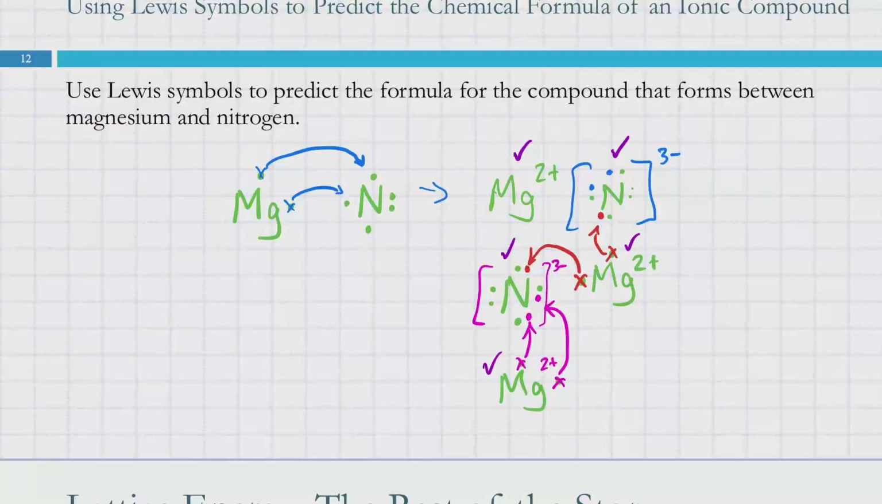Okay, so we got all of our full octets. How many magnesiums, how many nitrogens did we use? We used 3 magnesiums, so this predicts Mg3. We used 2 nitrogens, so Mg3N2. This is the formula predicted by Lewis theory.